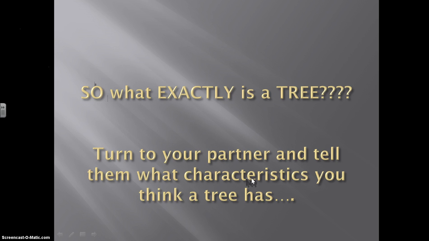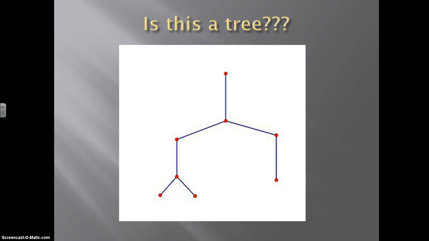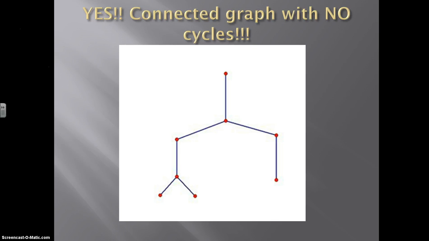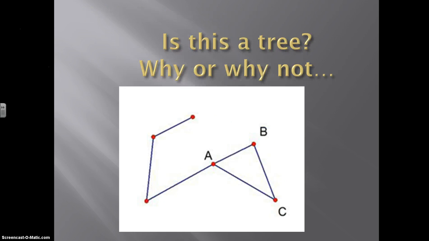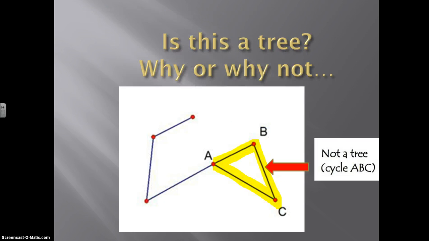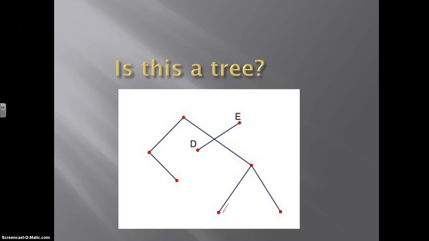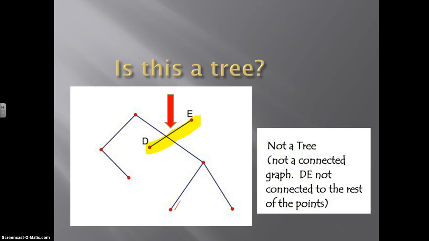So what exactly is a tree? A tree is a connected graph that has no cycles. Okay, so do you think this is a tree? Yes, it's connected with no cycles. Do you think this is a tree? No, because it has cycle ABC. Do you think this is a tree? No, because DE is not a connected edge of the graph.